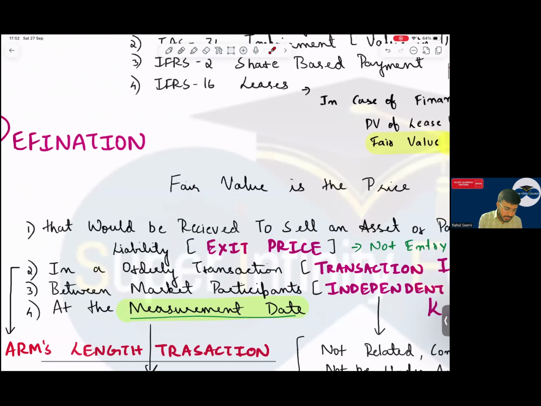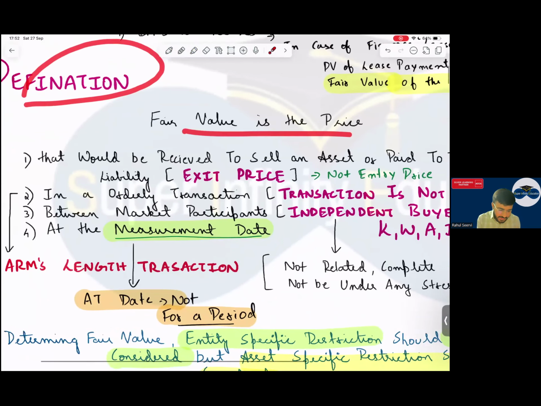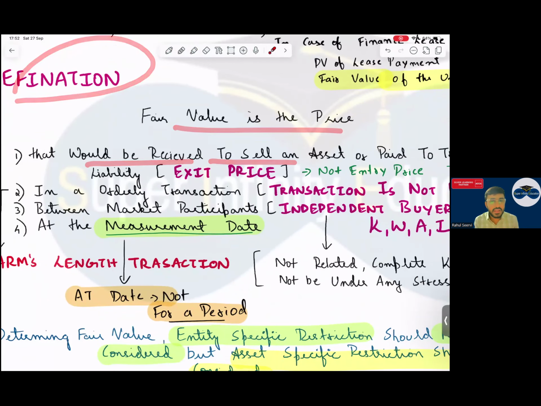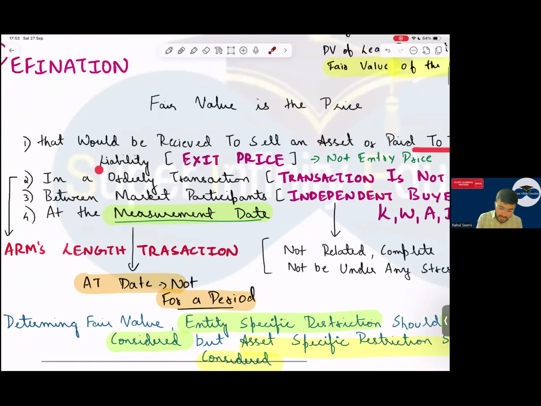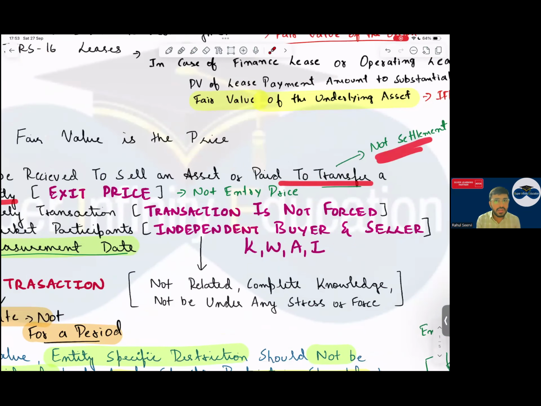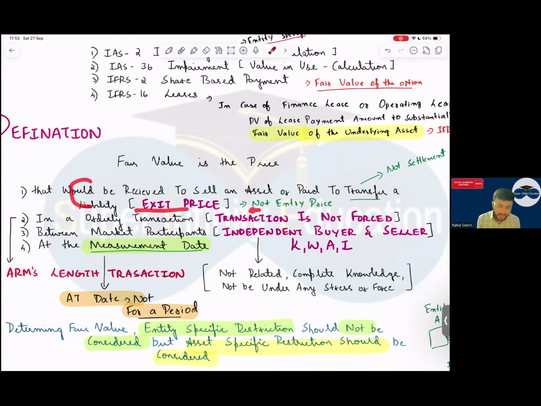So now coming to the definition, a very important part. What is fair value? Fair value is the price that would be received to sell an asset. If I want to sell the asset, not purchase, I want to exit from this, or pay to transfer a liability. It's transfer, not settlement of the liability. If I want to transfer the liability today, how much will I pay to someone? In that case, we consider this price. So it's an exit price, not an entry price.